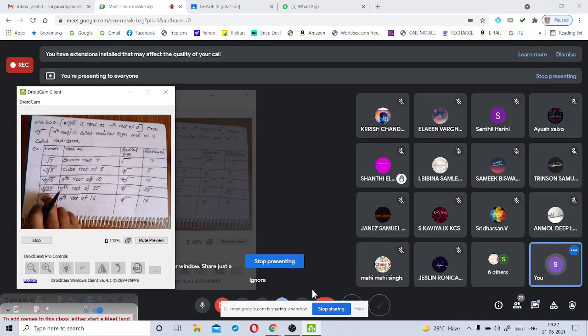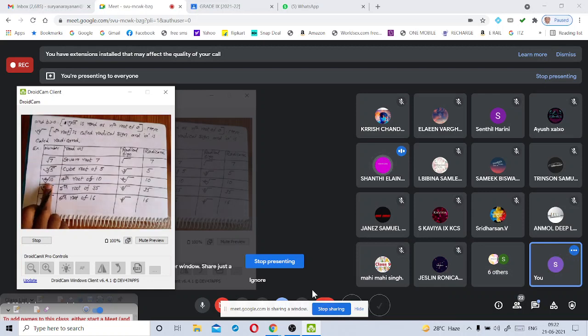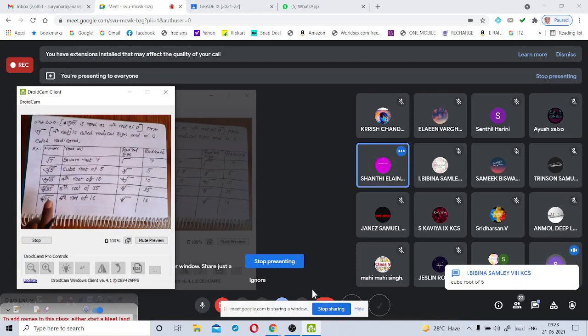Okay, my dear Shanti, read this number. Down your hand. Square root 7. And this number. Yes, my dear Bibina. Cube root of 3. Of 5. Fourth root of 10. Fifth root of 35. And the last one. Sixth root of 16. Very good.